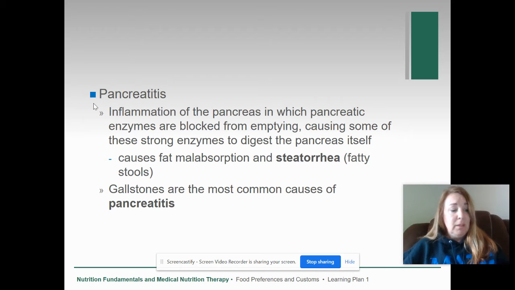And the typical treatment for this is for the patient to be NPO, so nothing by mouth, for a few days, and then eventually progress to a low-fat diet. And we want to do a low-fat diet because that's going to decrease the amount of enzymes that the pancreas needs to produce. Symptoms of pancreatitis: the tender abdomen, nausea, vomiting, fever, increased pulse. The most common cause is gallstones blocking that pancreatic duct, but we also see alcohol abuse, injury, infection, and medications that cause pancreatitis.